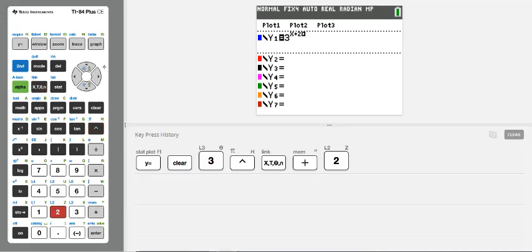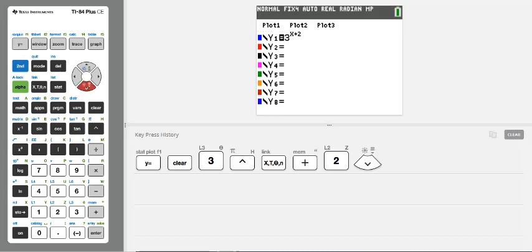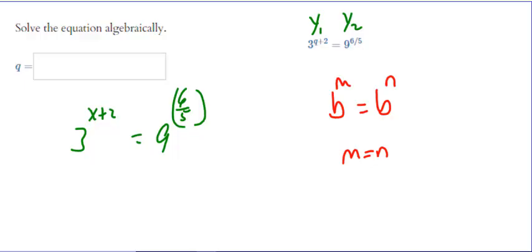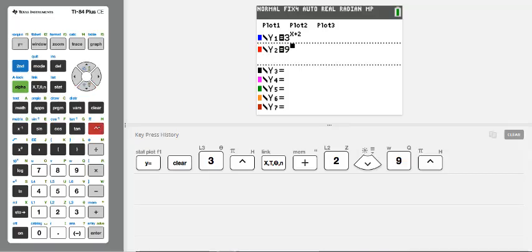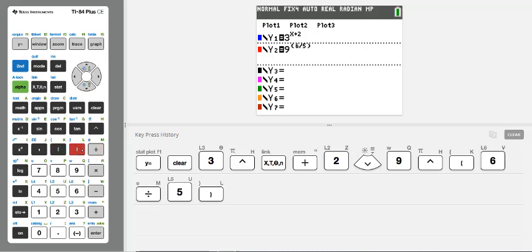Now, mine is putting it up here in MathPrint, but when you hit that caret to put it up into an exponent, if yours doesn't use MathPrint, it'll bring up a parentheses, in which you would need to put x plus 2 and then close parentheses. Okay, and then the other side would be 9 to the 6/5. So 9 raised to the 6 divided by 5. I can just hit graph.